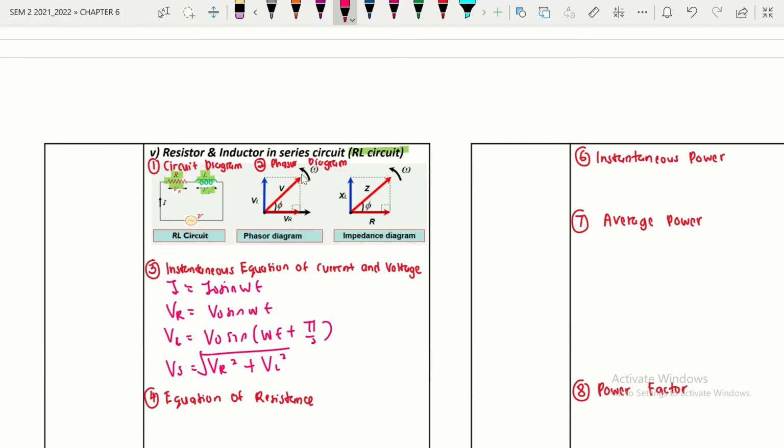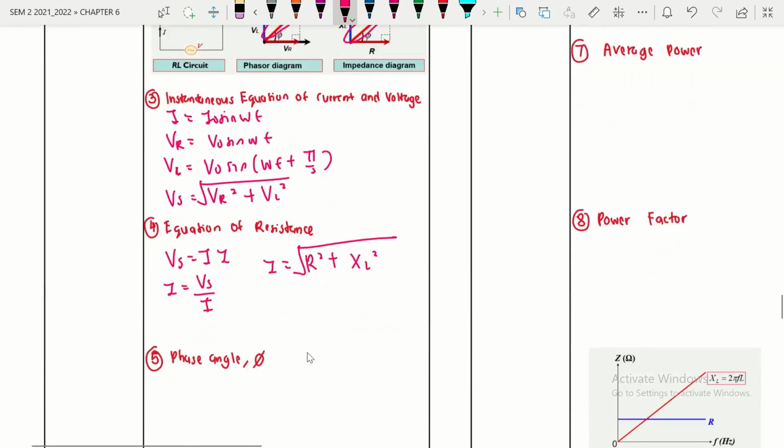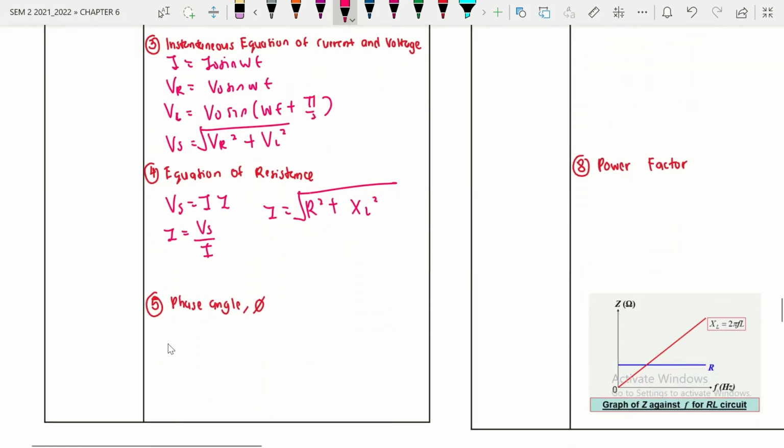Sebab supply voltage adalah in between. Impedance ni pun in between. So kalau nak cari equation of resistance is the same thing. Supply voltage equals to current darab dengan Z, dan Z akan jadi your impedance, supply voltage bahagi dengan current, where your Z kita akan cari magnitude juga sebab Z akan berada in between your resistor and also inductive reactance. Okay, settle. And same goes to it, kita punya phase angle is the same as the RC circuit.